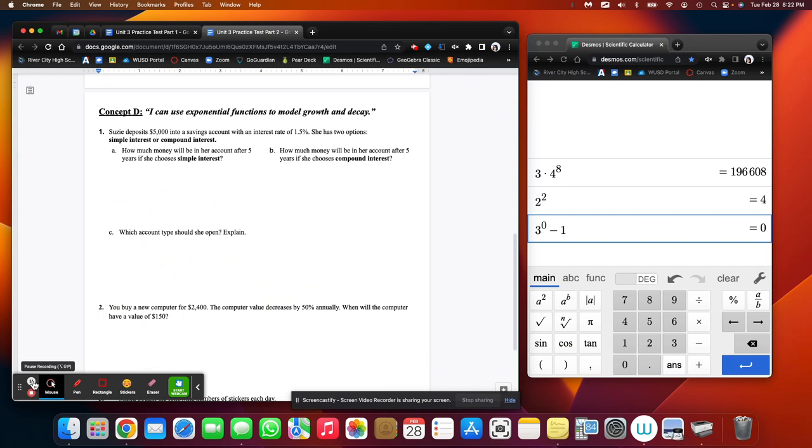All right, this concept says I can use exponential functions to model growth and decay. Number 1 says Susie deposits $5,000 into a savings account with an interest rate of 1.5%. She has two options, simple interest or compound interest. Part A says how much money will be in her account after 5 years if she chooses simple interest.